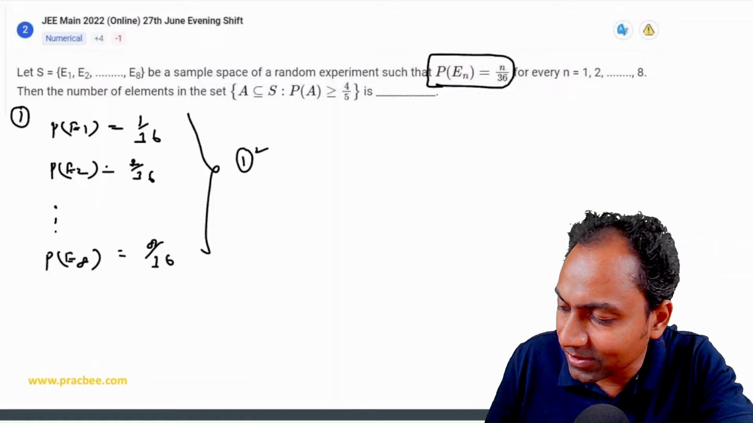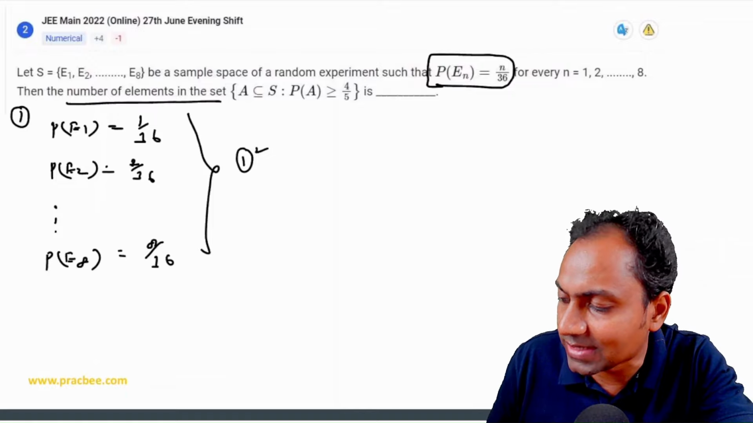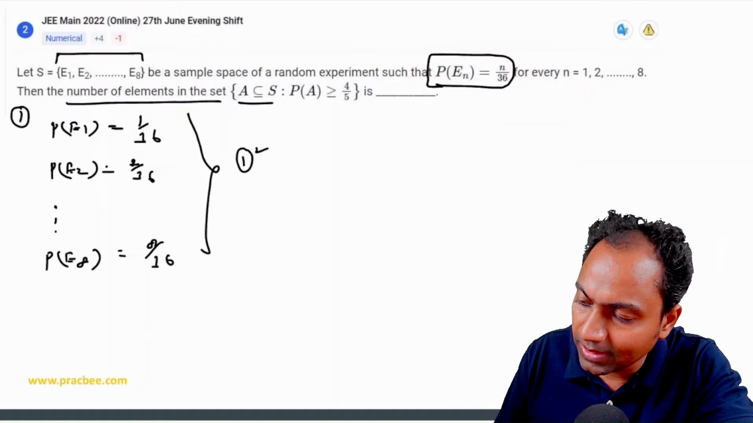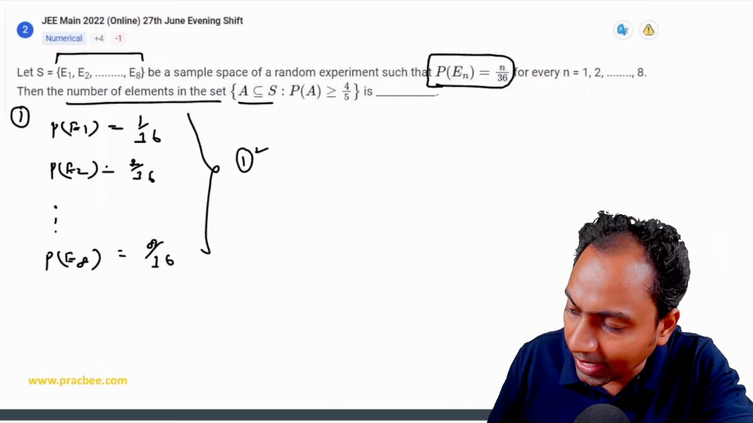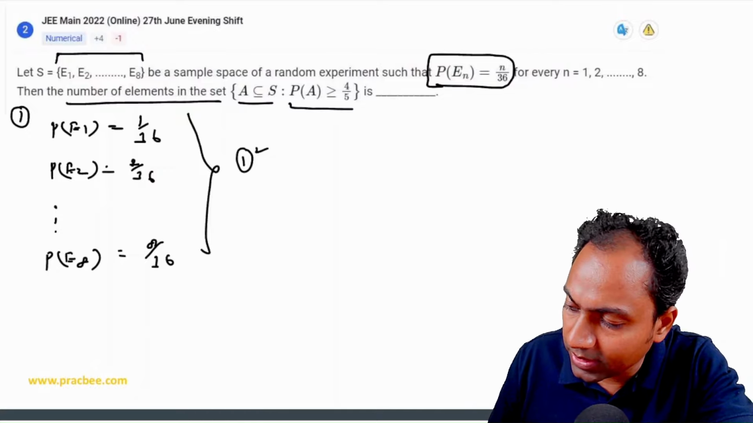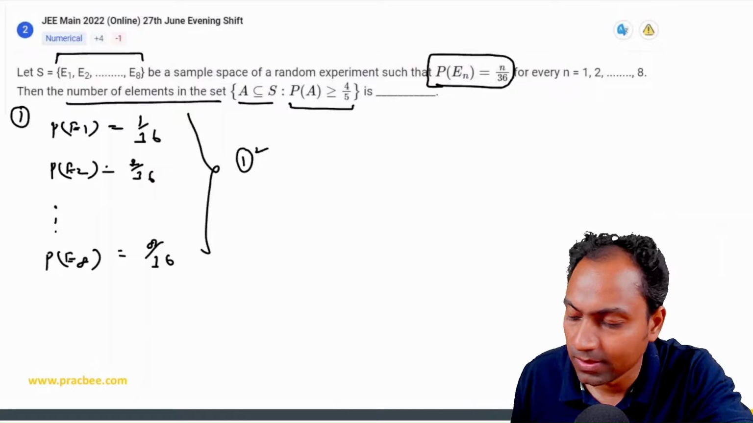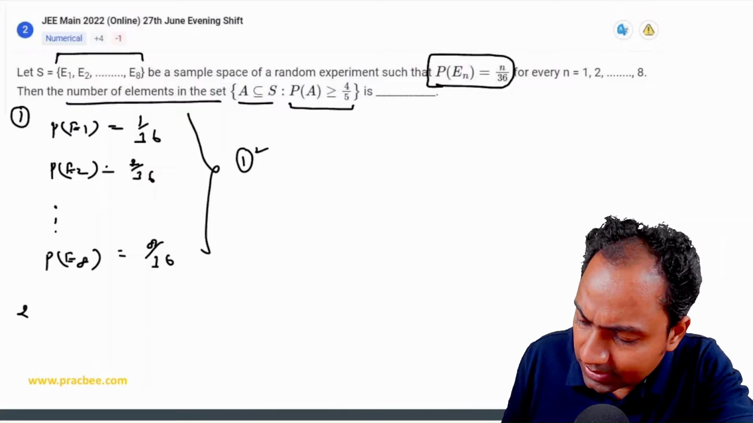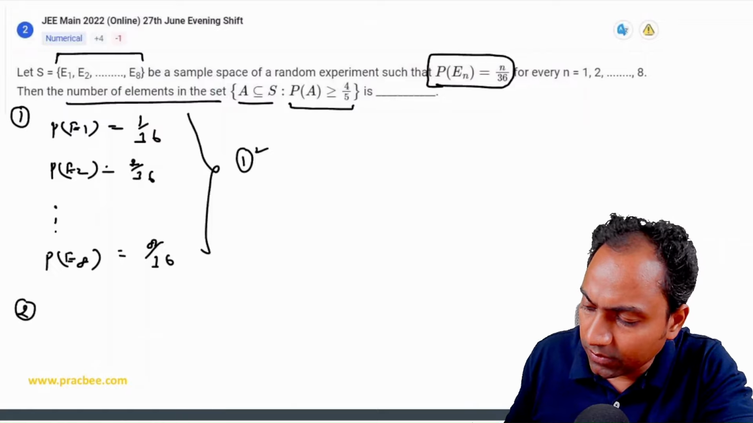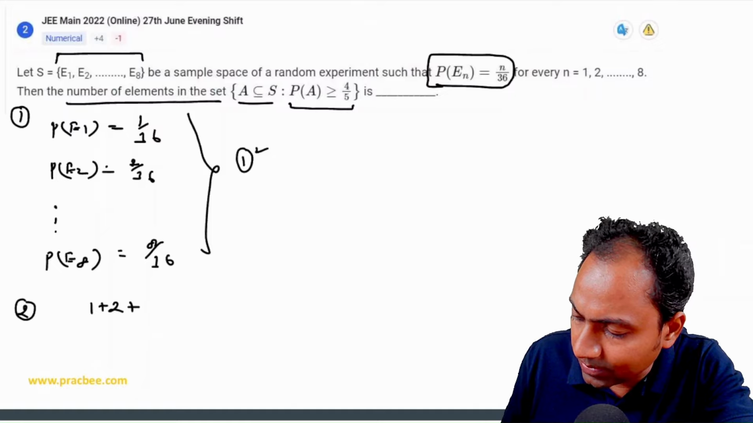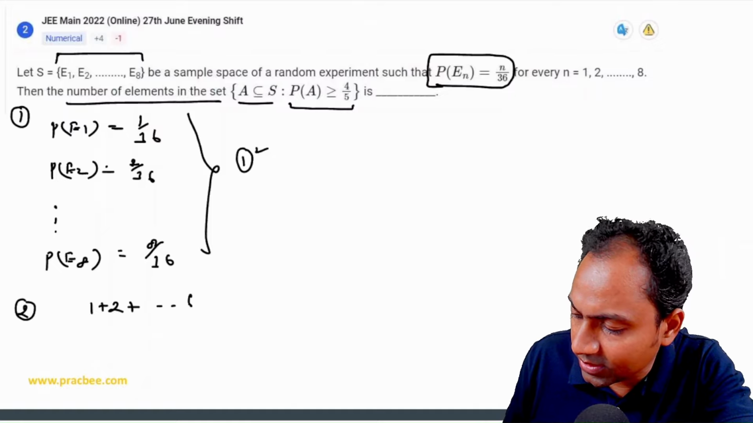That is the difficult part. Now what they are saying is, the number of such sets such that A is a subset of S. So out of this, how many can I take in such a manner that if I add all of those events, the probability should be greater than or equal to 4 by 5. Okay. So what does that mean? Let us say I take all of them, so 1 by 36, 2 by 36, till 6 by 36, till 8 by 36.